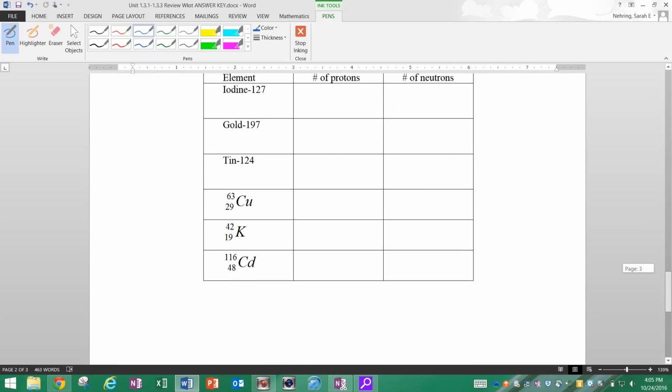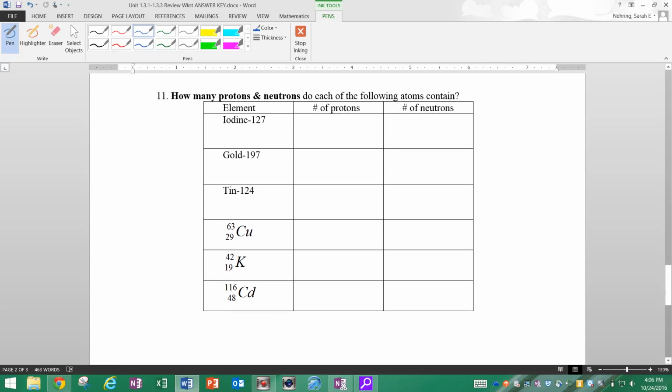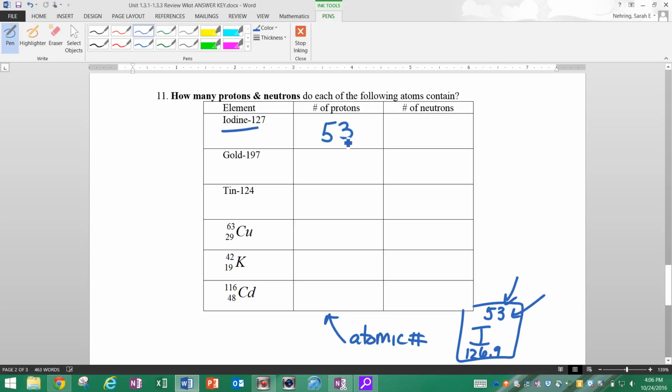All right, so we're at the last problem here. Number 11, how many protons and neutrons do the following atoms contain? So for the number of protons, I'm just going to be looking at the atomic number on the periodic table. So for example, iodine, this first one, I'm going to look up on the periodic table and I'll just draw what I'm seeing here. I'm seeing iodine has a 53 up above and it's got a 126.9 at the bottom. So this right here is the atomic number. So iodine has 53 protons.